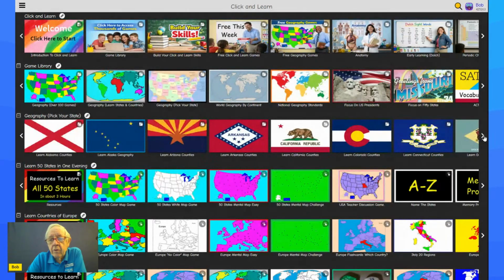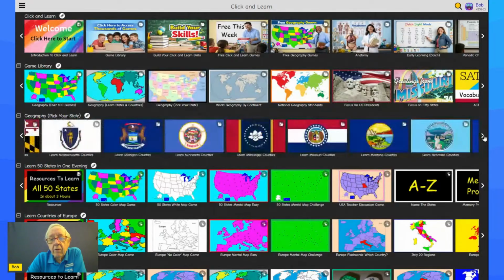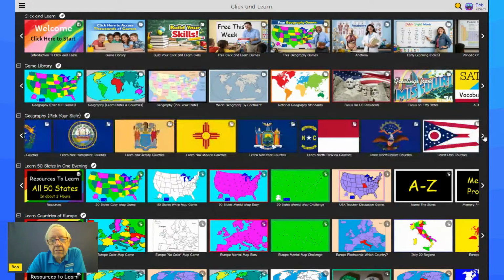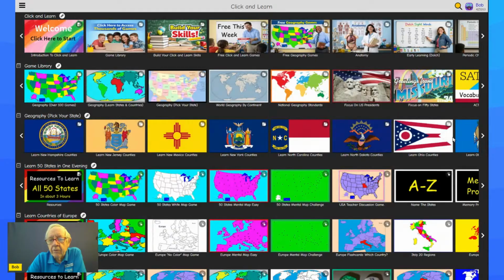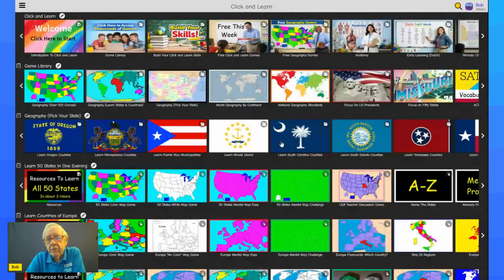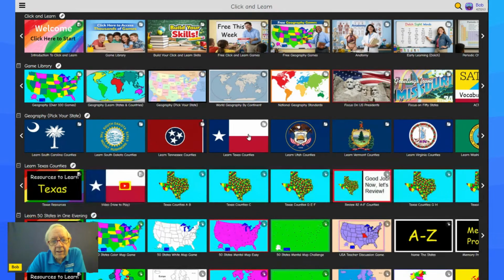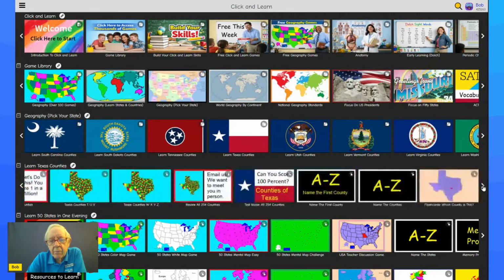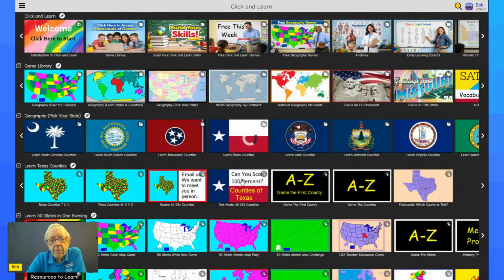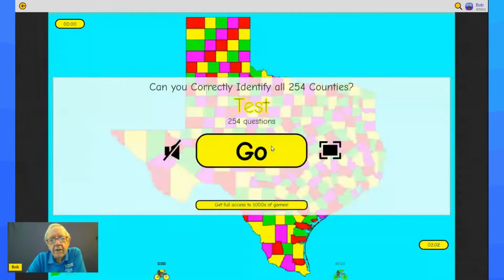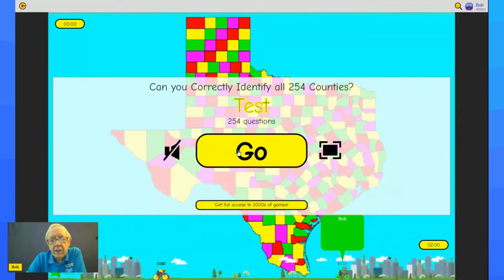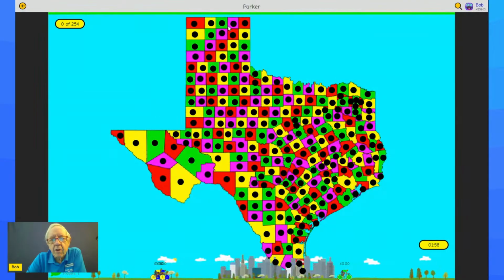If you are a subscriber, you can go to all of these games, no matter what, and it includes, as I mentioned, Puerto Rico in the midst of our 50 states. And you can select the thumbnail for Texas and play the same game. This is the game we're playing here. Can you score 100%? I click multiplayer. I've got the volume turned off. I click go, and it asks for Parker.